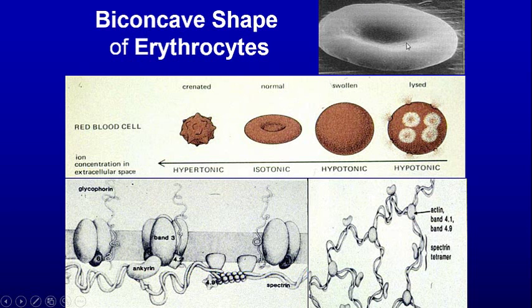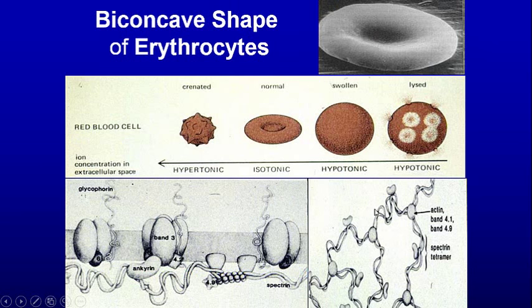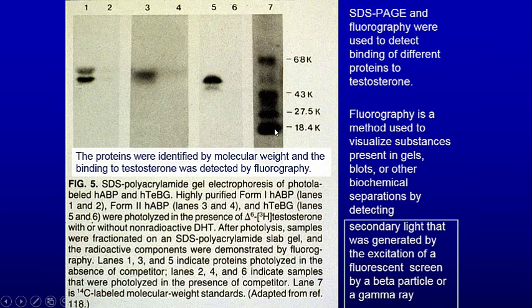The reason that you have the biconcave shape in a normal isotonic state is because you have the spectrin, and you can see the spectrin here migrating, attached to band 1, band 2, band 4, 4.1, 4.9, different ones. You have these proteins that are attached to other proteins that are infused in the membrane, and so you're able to hold the membrane in a biconcave shape.